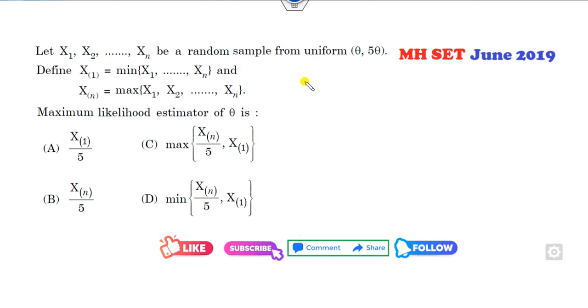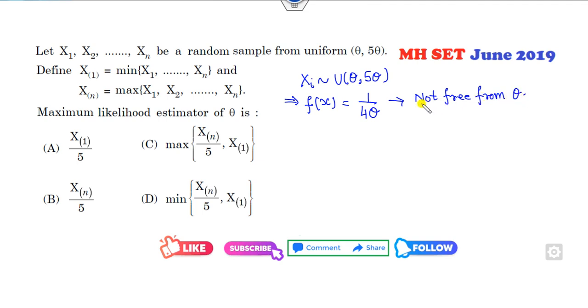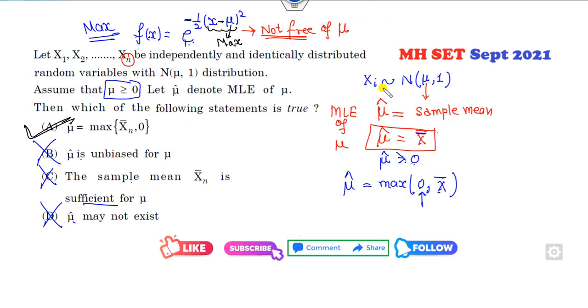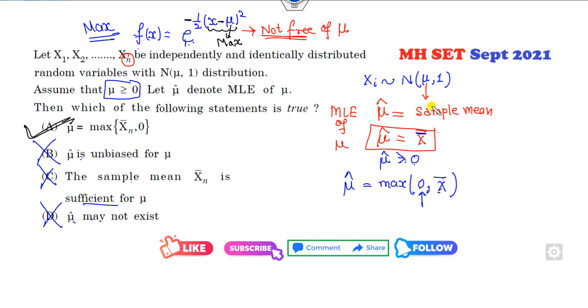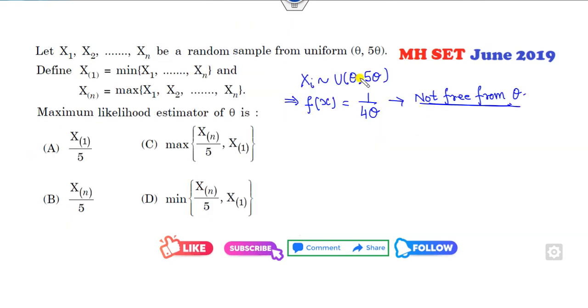Xi's are my random samples obtained from the uniform distribution theta comma 5 theta. So what is the PDF of this? If you write the PDF, it is 1 over 4 theta and it is not free from theta. Fine. So that means MLE is unique. Now how can you find that? Again it's a uniform distribution. Remember what I told you: whenever it's a uniform distribution, your target is to make them positive. In this case nothing is given to you, but it means that we can consider it as positive.